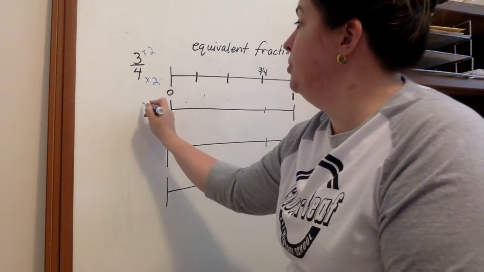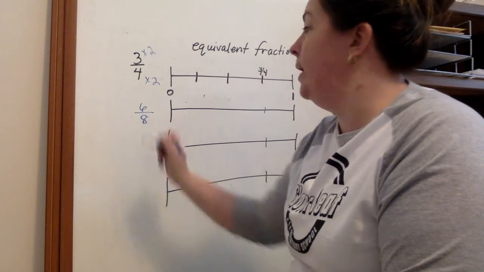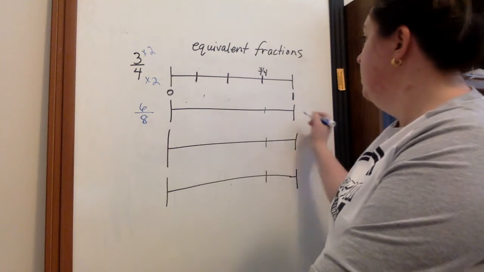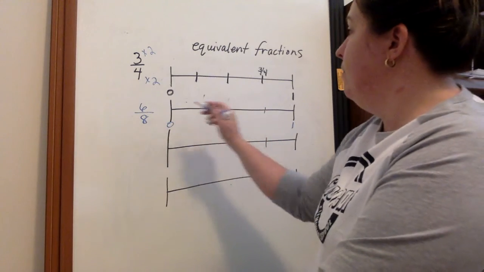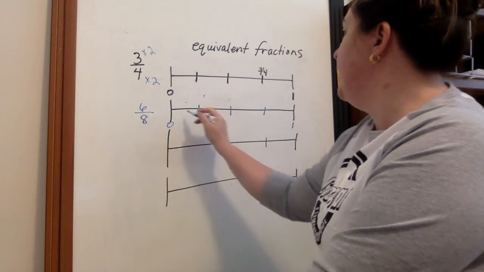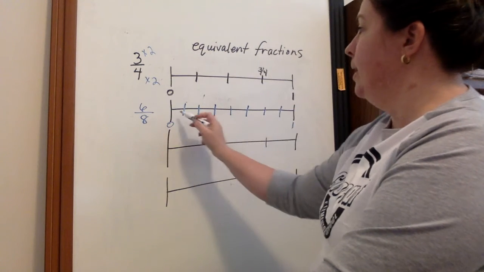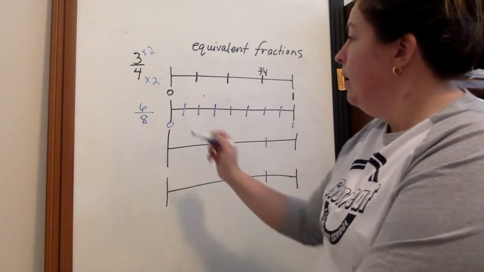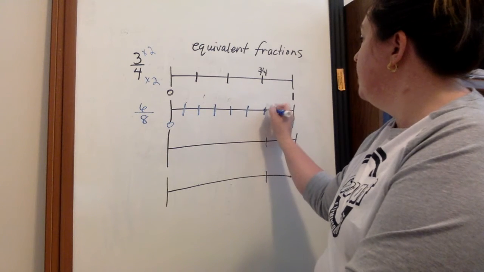Well, 3 times 2 is 6. 4 times 2 is 8. Okay? And we can check that if we think, well, here's my 0 and here's my 1. But instead of partitioning my number line into 4s, I'm going to partition it into 8s. So here's 4 parts. If I separate each of those, I end up with 1, 2, 3, 4, 5, 6, 7, 8. Right? And 6/8 is 1, 2, 3, 4, 5, 6.